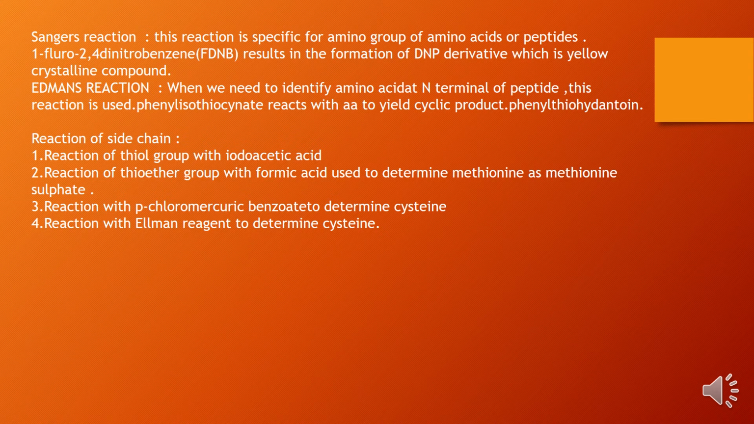Reactions of the side chain. Reaction of the thiol group with iodoacetic acid. Reaction of the thioether group with formic acid is used to determine methionine as methionine sulfate. Reaction with p-chloromercuribenzoate to determine cysteine, and reaction with Ellman's reagent to determine cysteine.